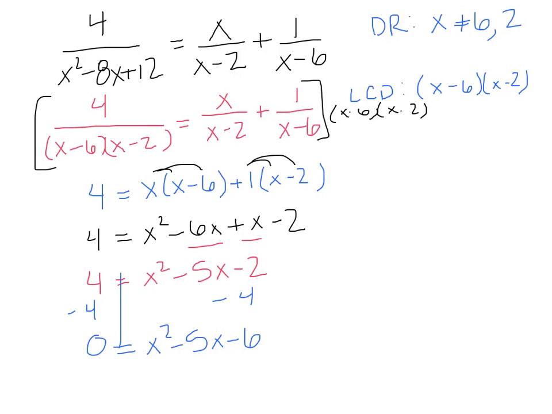That's what we're going to factor. So I'm going to move up to the top here. Now I'm going to think of numbers that multiply to be negative 6 and add to be negative 5.